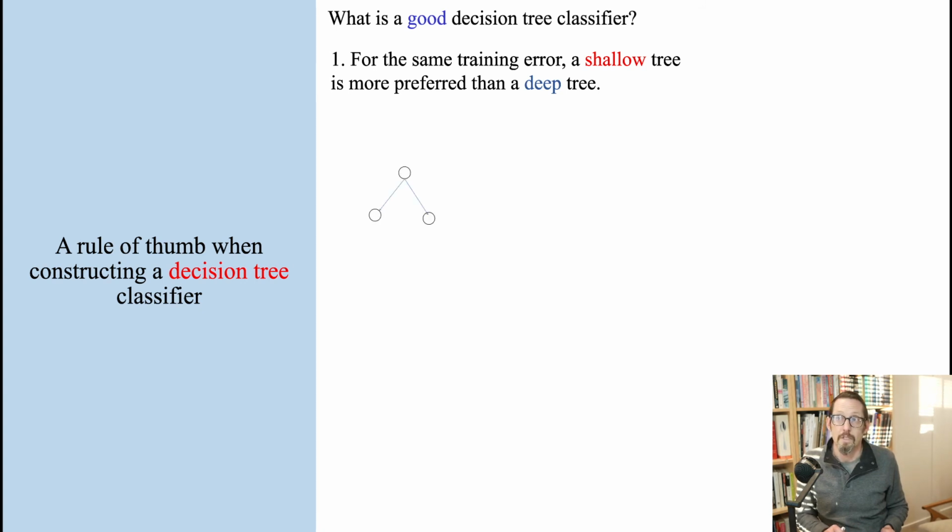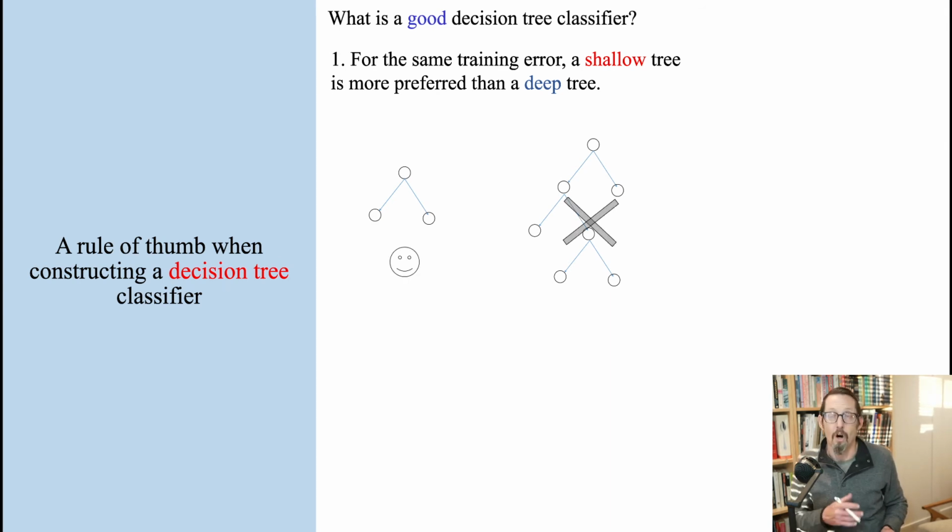Oh, this is a terrible animation. I'm sorry. We don't like that. We prefer the simpler tree generally, all else being equal, right? For an equal misclassification rate, we would use Occam's razor and we would prefer the simpler tree.